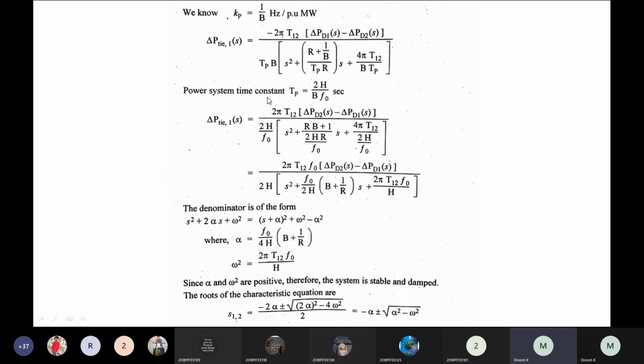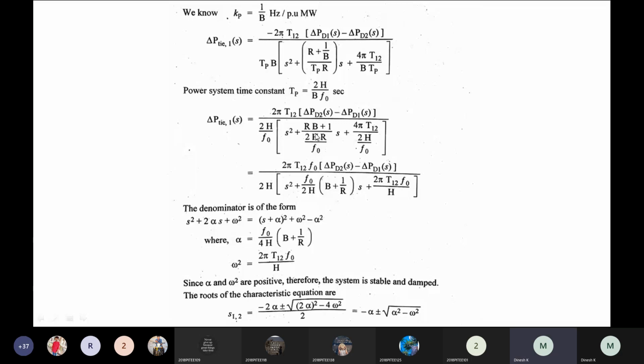So the power system time constant is also known as the swing equation. TP is equal to 2h by b f naught seconds. I'm just applying here: in place of TP, I'm going to replace 2h by b f naught seconds. So we change everything. So del p tie 1 of s is 2 by t12 del pd2 of s minus del pd1 of s. In place of TP, 2h by f naught, s square rb, I simplify this, rb plus 1 by 2hr by f naught. Similarly here, 4 by t12 2h by f naught.